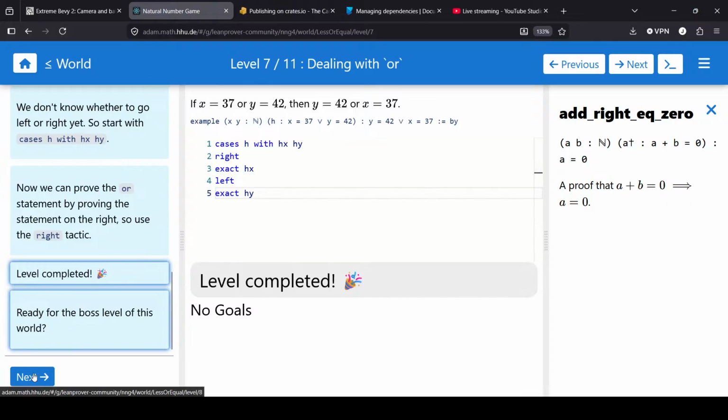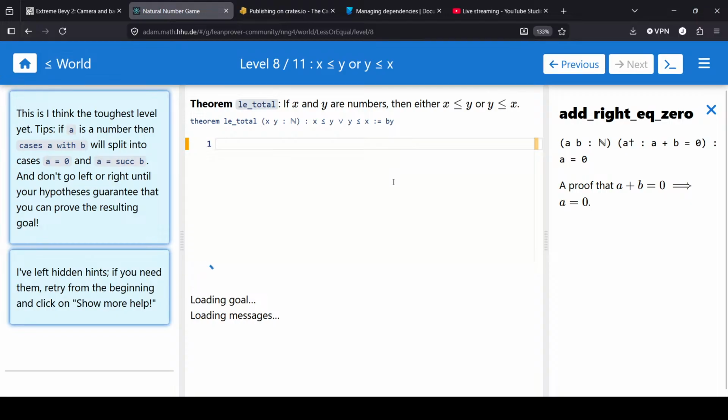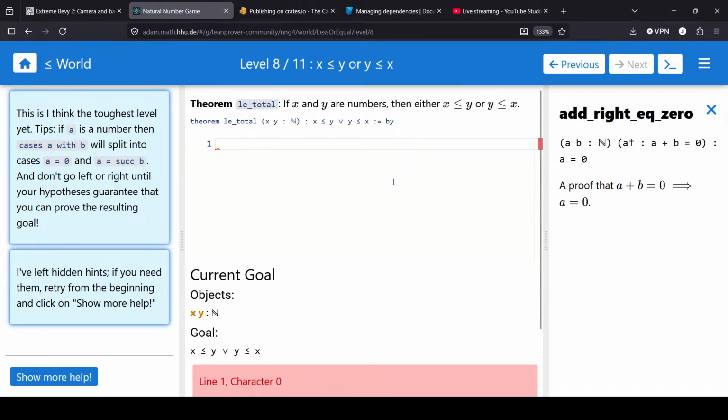Are you ready for the boss? No? This is the toughest level yet. Tips: if A is a number, then cases A with B will split into cases A equals 0 and A equals succ B. Don't go left or right until your hypotheses guarantee that you can prove the resulting goal. I've left hidden hints. If you need them, retry from the beginning and click on show more help. Oh boy. Is this the boss? But there's still like 3 more levels after this, isn't there? This is the toughest level yet, so I guess it gets even harder?